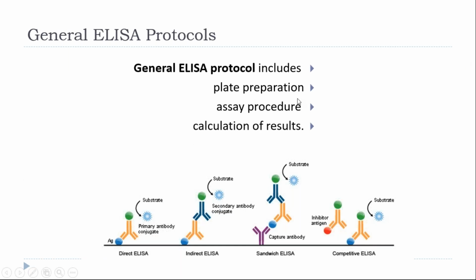So the general ELISA protocol, as I told you, is here. It includes the plate preparation, whether you're using indirect ELISA or another type, but if you're using sandwich ELISA, you already have the plate, so you only have to bind the antigen. Then you have the assay procedure for the enzyme, and finally it is the calculation of the results.